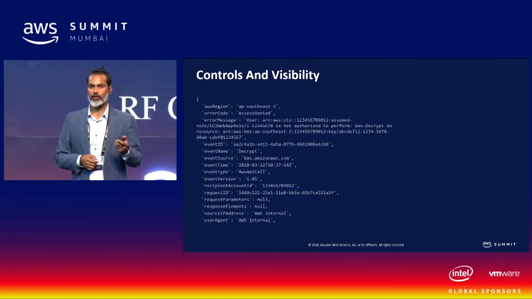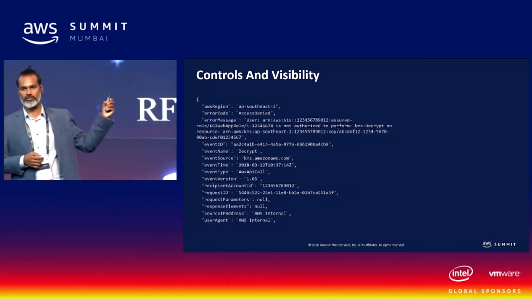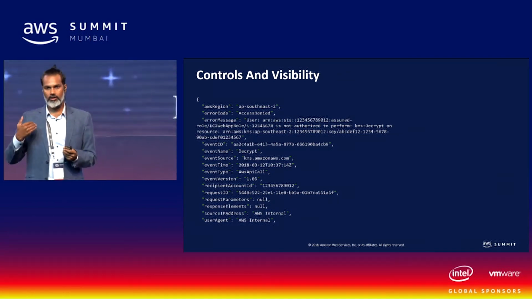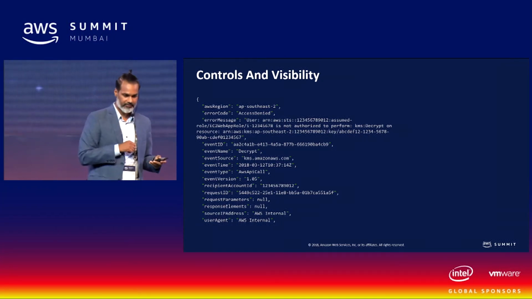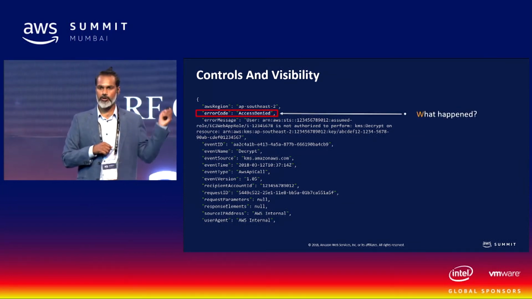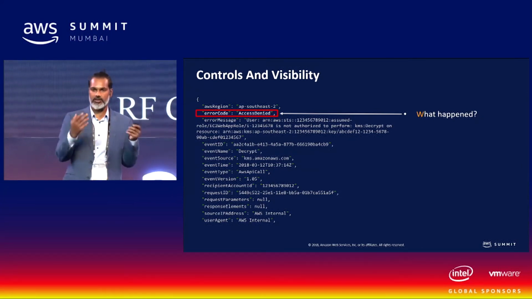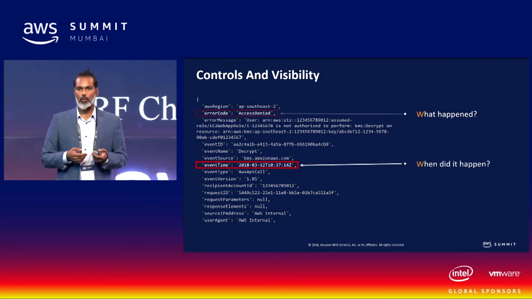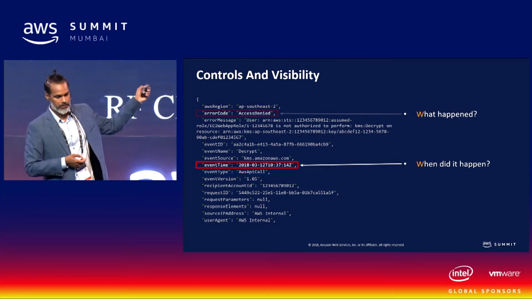Let's look at an example. What does the log look like? This is an example of a CloudTrail log, which is written in JSON format. That means I can easily parse the log. Rather than text, JSON is much friendlier to parse. Let's see what happened. There is an error code, access denied. That means someone tried to access the service and the access was denied. But when did it happen? What's the timestamp? So we know the event time. This happened at this particular time.